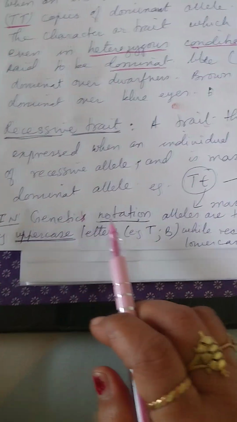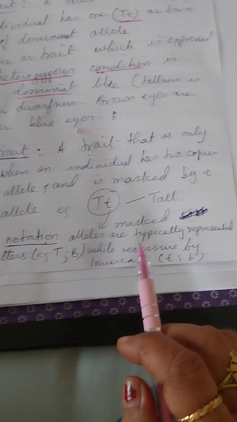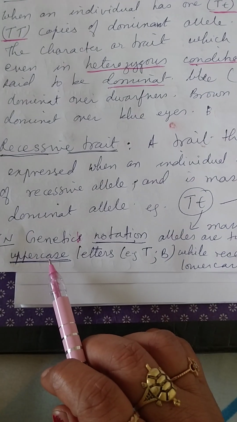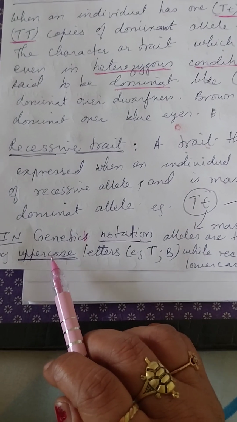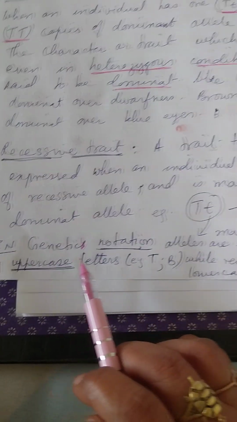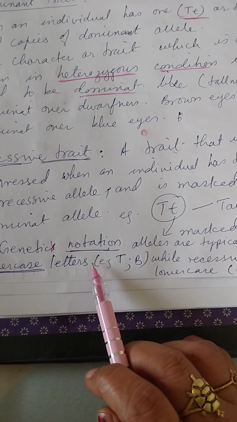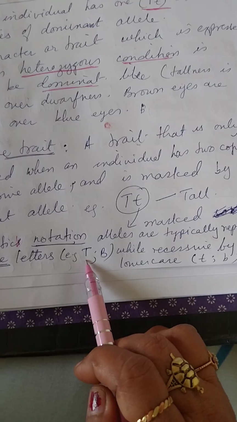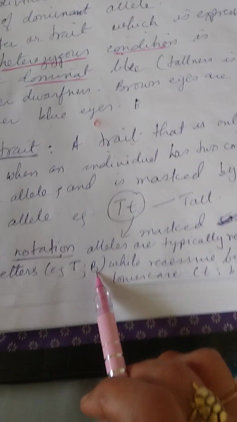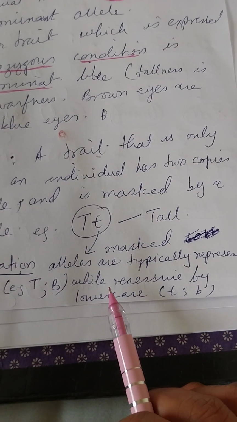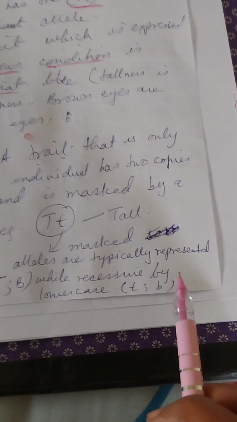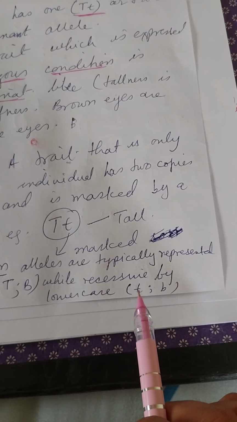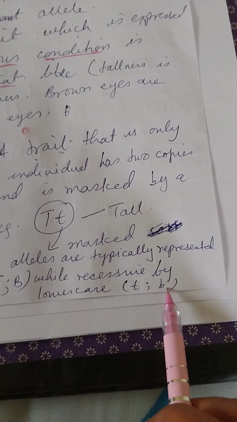In genetics notation, alleles are typically represented by letters. Dominant alleles are represented by uppercase letters. Uppercase letter means capital. So capital T will be for dominant and capital B will be for dominant. While recessive ones are represented by lowercase, lowercase means small letters, small t, small b.